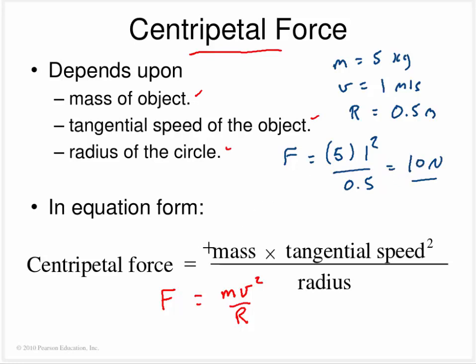One thing to keep in mind is that as the mass increases, the centripetal force would also increase. As the speed increases, well, we all know that if you swing something around a circle faster, it takes more force. And keep in mind it's going to go like speed squared, not like speed. And lastly, as the radius gets larger, the centripetal force is actually going to go down because we're dividing by a larger number. I'm probably not telling you anything that you don't already know. If you swing something in a tight circle, it takes a lot of force. In a large circle, not so much force.